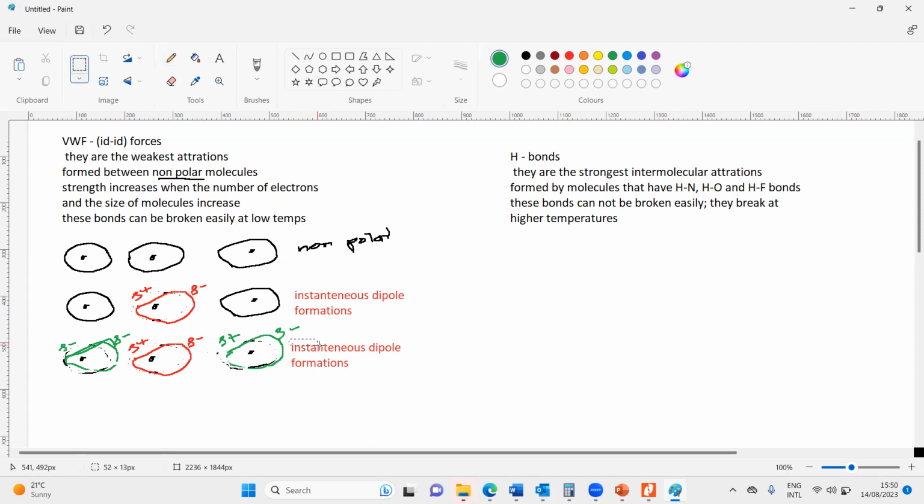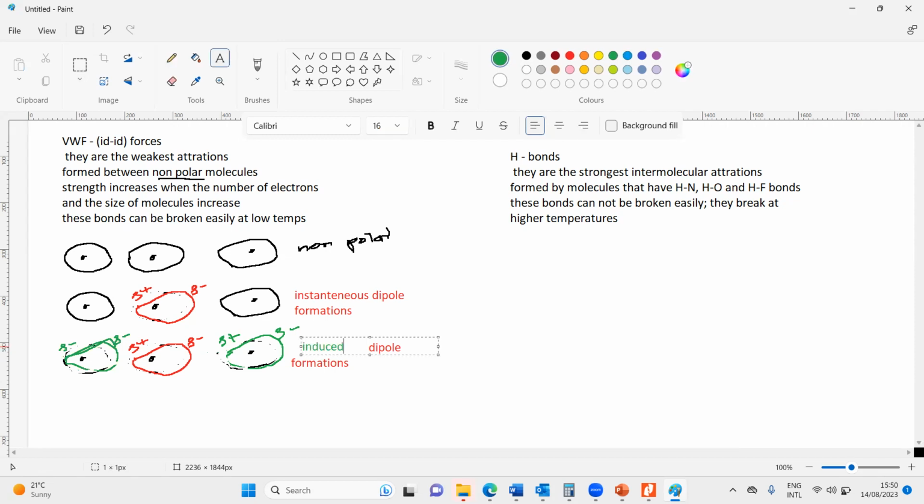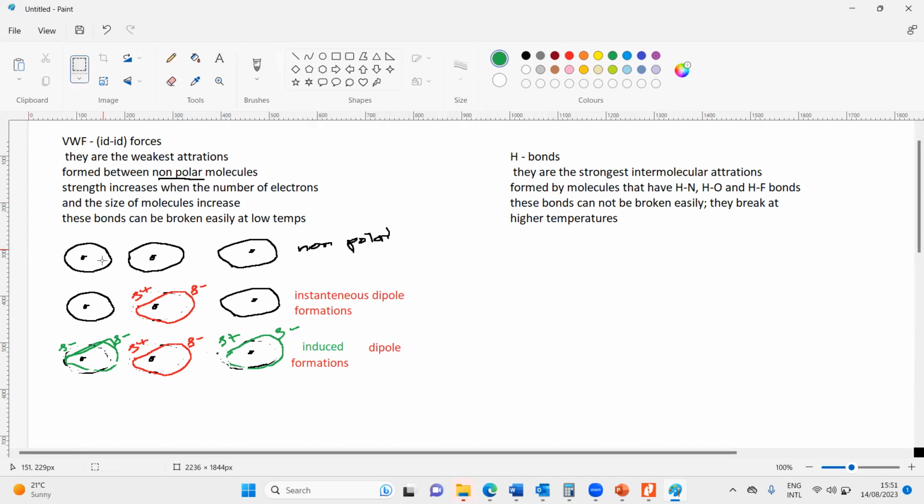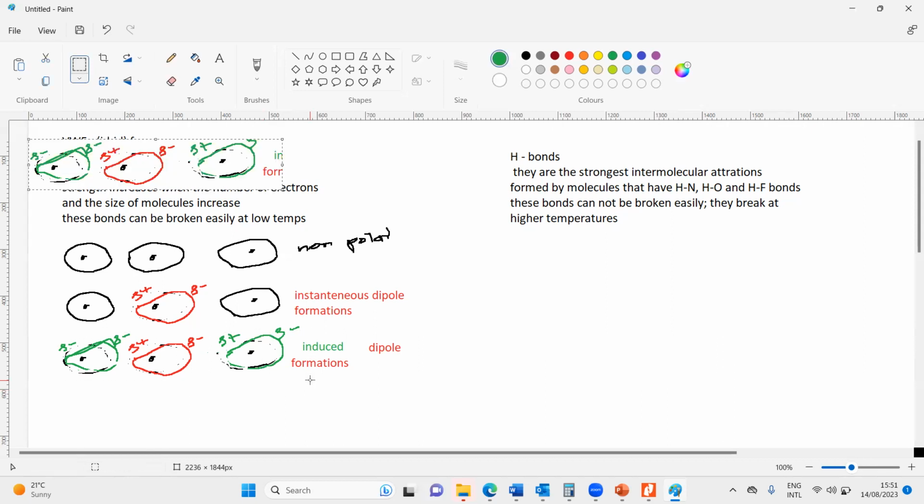What has happened here? We had to say induced dipole. See, in the middle one, we have instantaneous dipole formation. In the last one, we have induced dipole formation. So when the dipoles are formed in the middle atom and in the atom on either side, what is the next thing to happen?